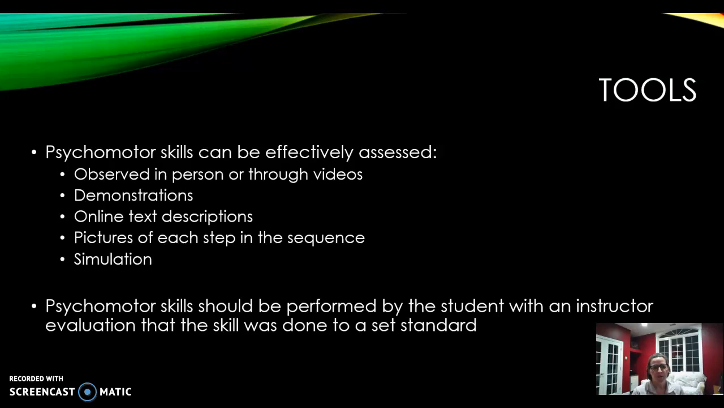It's really important to remember that psychomotor skills should be performed by students with an instructor who's evaluating the skill with a set standard. This set standard is really important for assessment for validity and reliability purposes. So that's why most of the psychomotor skills within medical education are evaluated using a rubric or a checklist.